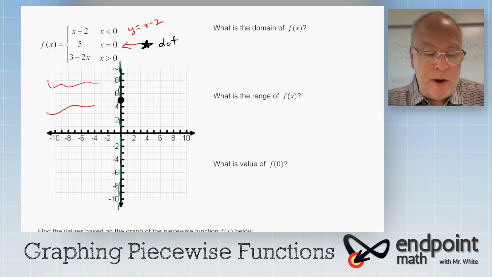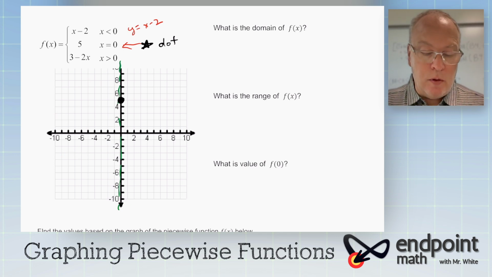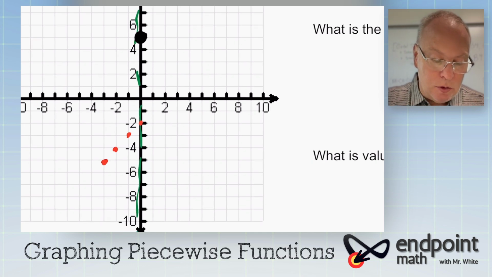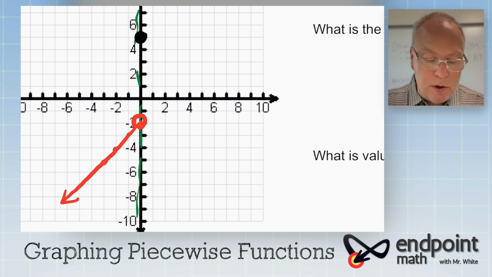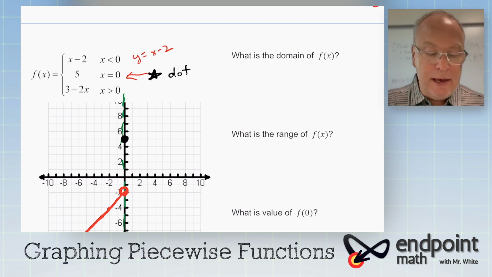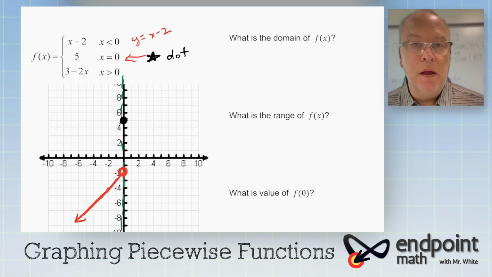On this side over here, when x is less than 0, I go down 2 and put a dot there, and then the slope is up 1 over 1, but remember I need to go the other way, so I'm going to go down and to the left and draw my arrow that way. I put an open circle there because it does not have an equal sign. The equal sign is right here. We've already put a closed dot there.